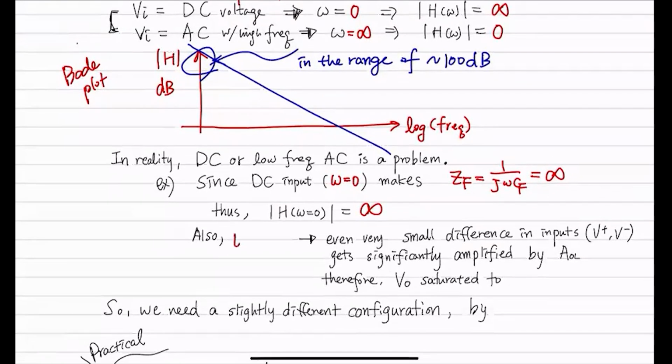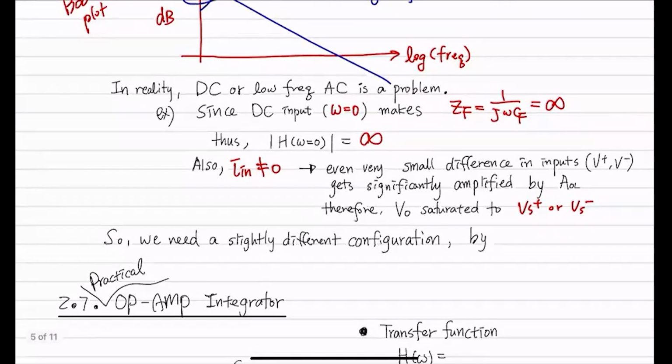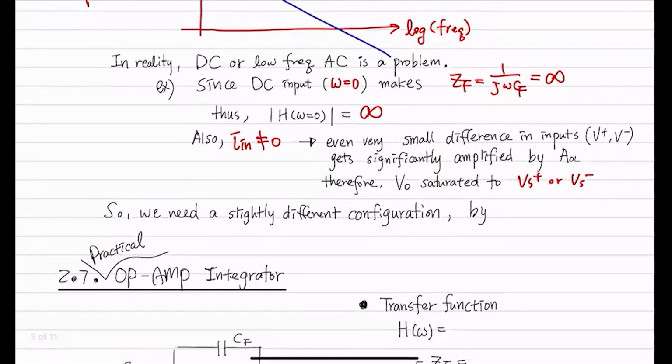And also, your input current is not going to be 0. So even a very small difference in the input gets significantly amplified, then your Vout gets saturated to Vs positive or Vs negative. So you're not going to have your output as this huge, large number, but it's going to be saturated. So we need a slightly different configuration by adding a resistor and keeping the feedback loop.